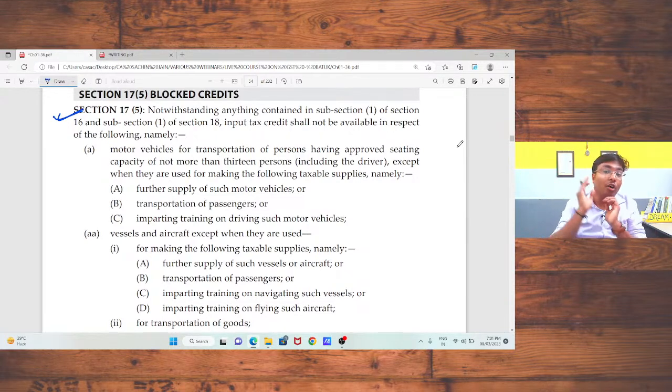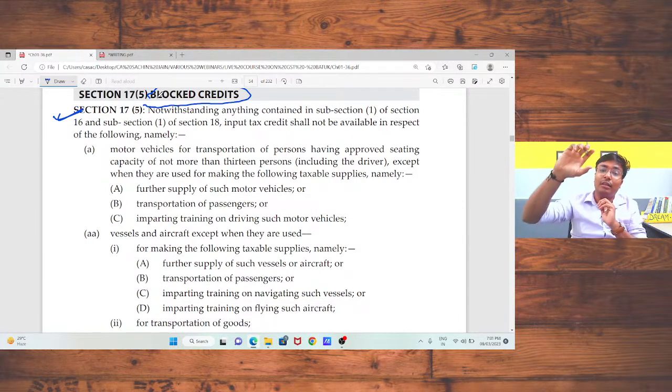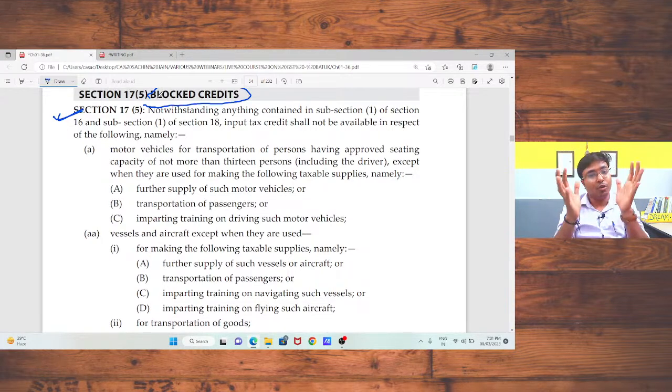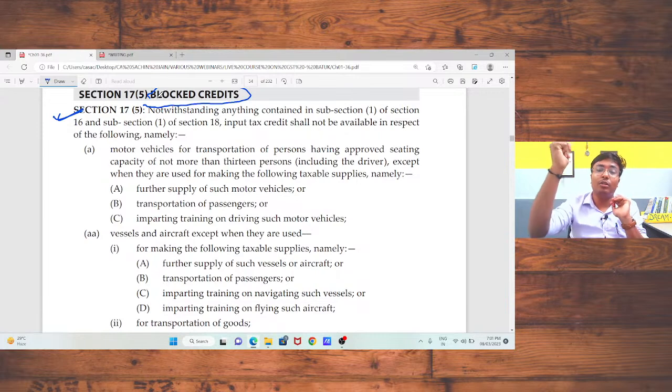Sir, blocked credit, what do you mean by blocked credit? So blocked credit means the credit on which input tax credit is not allowed. The credit which is not allowed to you. Now we want to revise and learn the credit which is blocked under GST. So section 17, subsection 5, clause number 1 talks about the input tax credit related to motor vehicles.